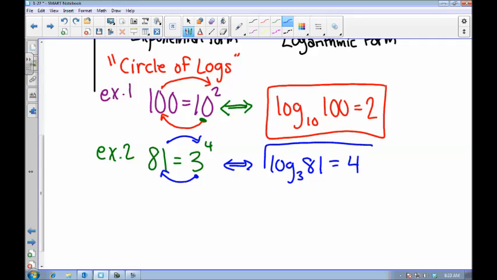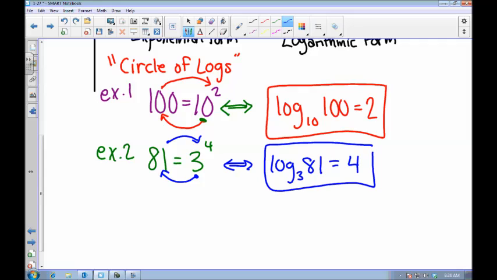Excellent. Okay, let's practice actually saying this, though. You don't just say log 381. Okay, the proper way to say it is log base 3 of 81 equals 4. Okay, so everyone say it with me, please. Log base 3 of 81 equals 4.